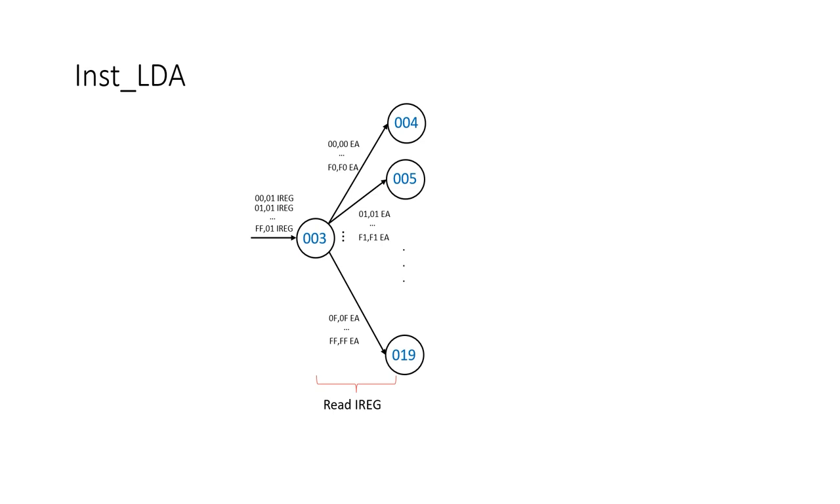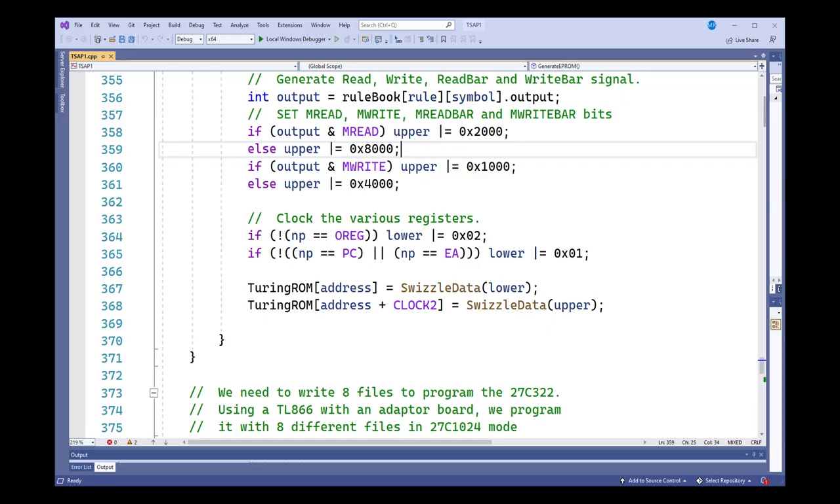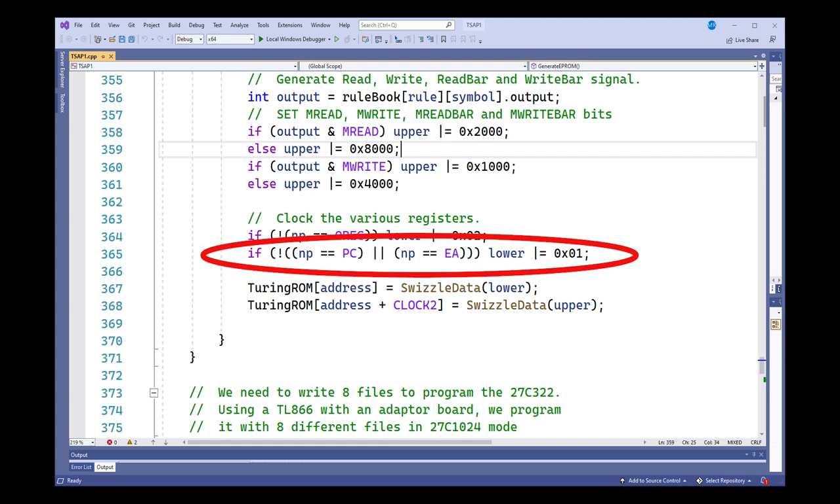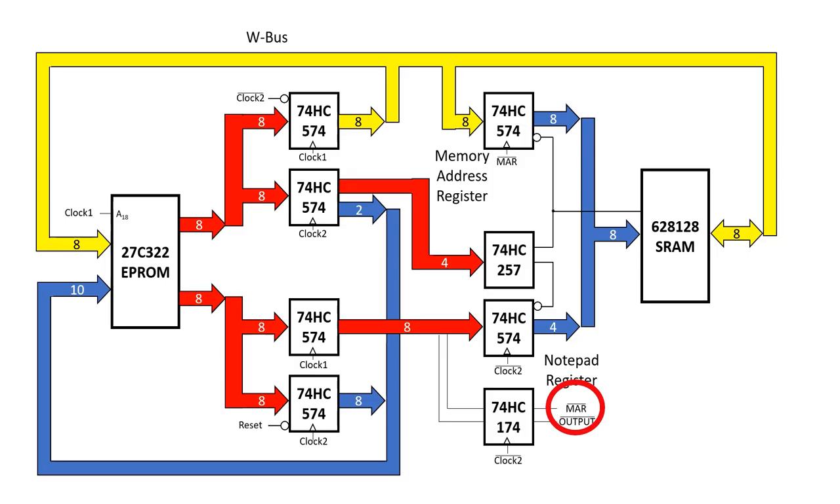Next, we write a value into the effective address register based on our current state. This has the effect of writing the address into the effective address register. I've programmed the EEPROM so that whenever the notepad points to the program counter or the effective address register, it toggles the MAR bit in the EEPROM output. This gets reflected on the output of the 74HC174, which ultimately clocks the memory address register.